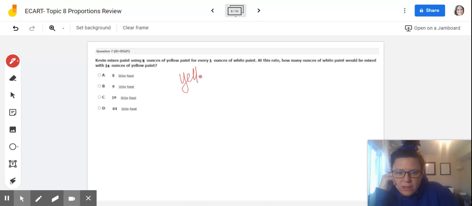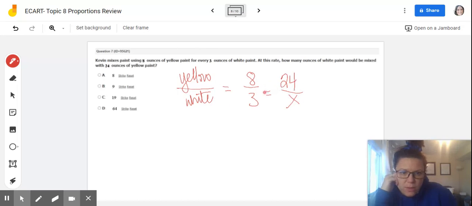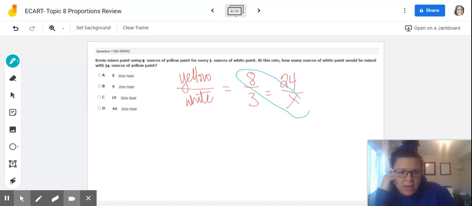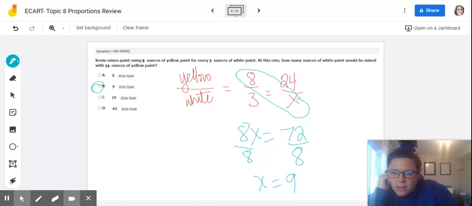Okay, this one is yellow paint to white paint. Could you do white over yellow? Sure. So 8 of yellow over 3 of white equals how many ounces of white would be mixed with 24 ounces of yellow? All right, so there's my setup. I'm going to cross multiply. 8 times x equals 72. Divide both sides by 8. X equals 9. So 9 ounces of white paint.